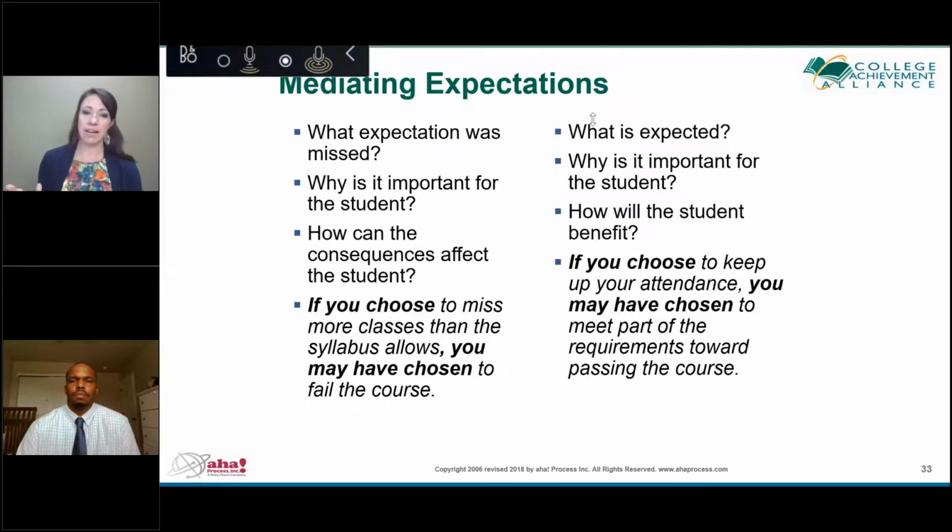And then you do the flip side of it. Here's what's expected. Here's why it's important, how you'll benefit. And so if you choose to do this, then you're choosing this. So you always say, if you choose, then you have chosen, with one choice and then with the opposite choice. So in the positive and in the negative, because then it builds that future story. It helps them begin to see that they do have choices. And so you can work through that.